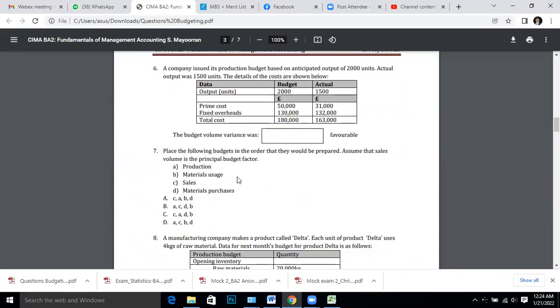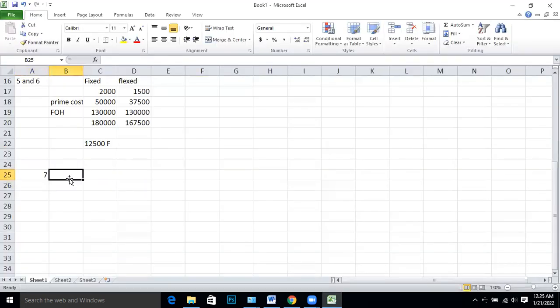Place the following budgets in the order that they would be prepared. Assume that sales volume is the principal budget factor. So you have to start with sales budget, then production budget, material usage, material purchases. CABD, option A.